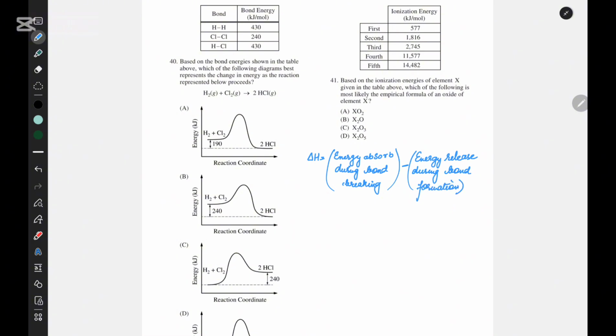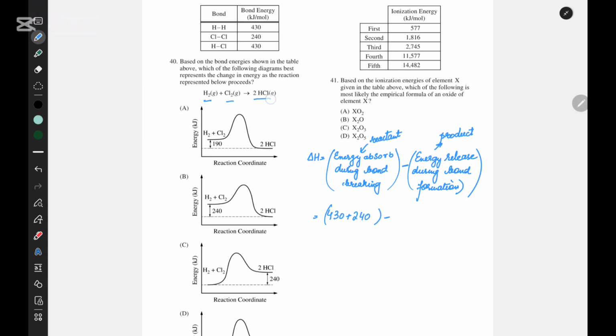So energy absorbed during bond breaking is for hydrogen and chlorine. They are on the reactant side, and energy released when bonds are formed is always on the product side. This is for sure. So the reactant side is H2 plus Cl2, that is 430 plus 240, minus HCl.